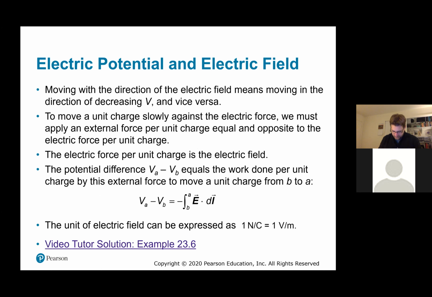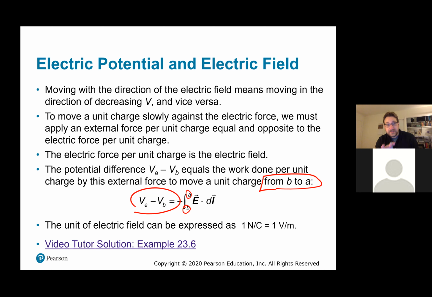This still isn't right. This isn't delta V. Not from A to B. So what's the problem? Why is there an inconsistent minus sign? But check the limits. The limit switched. And check it out. We're not going from A to B. We're going from B to A.